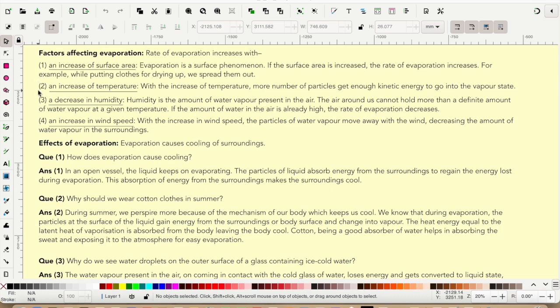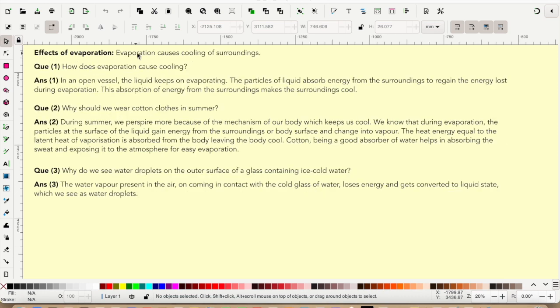By increasing the temperature of the surroundings, more particles get enough kinetic energy to evaporate. So rate of evaporation increases. Humidity means amount of water vapor present in the air. If humidity is more, air cannot hold more water vapor at a given temperature, so rate of evaporation decreases. If the wind speed is more, water particles move away with the wind, so rate of evaporation increases. Evaporation causes cooling. Particles of a liquid absorb energy from the surroundings and get evaporated, making the surroundings cool.